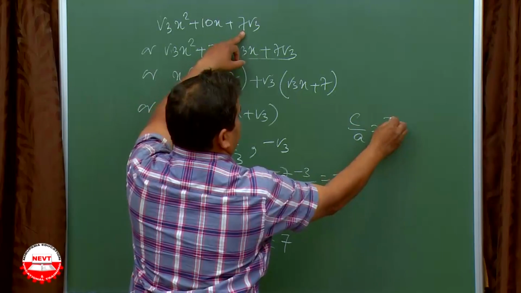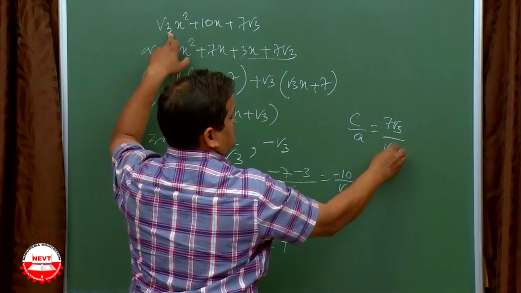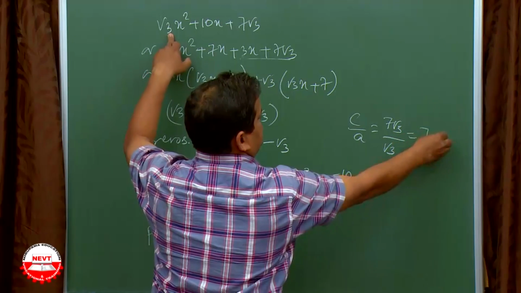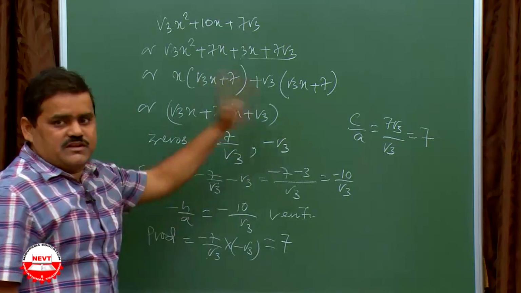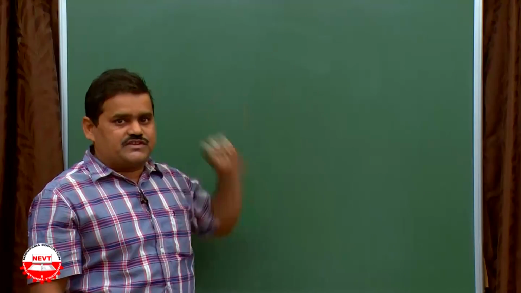C is equal to 7 root 3 by A is equal to root 3 is equal to 7. It's okay? So this is verified. Now we'll discuss another type of question.